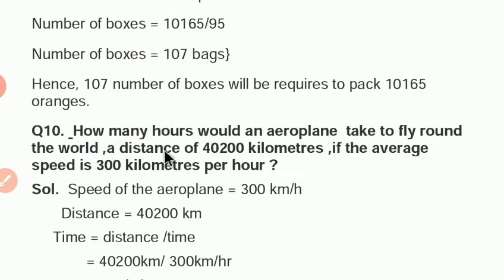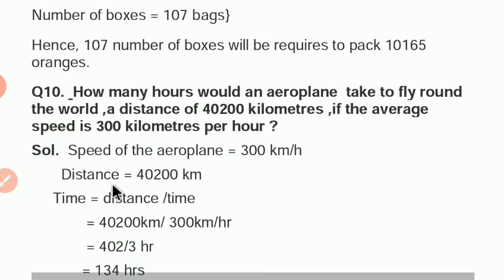2.3. How many hours would an aeroplane take to fly around the world, a distance of 40,200 kilometers, if the average speed is 300 kilometers per hour? Here distance and speed are given, and we have to find how much time it will take to cover a distance with the given speed.